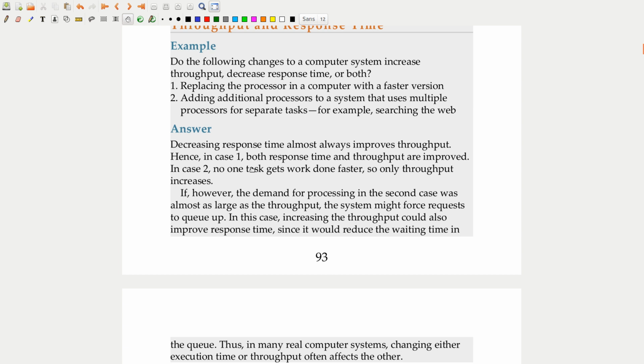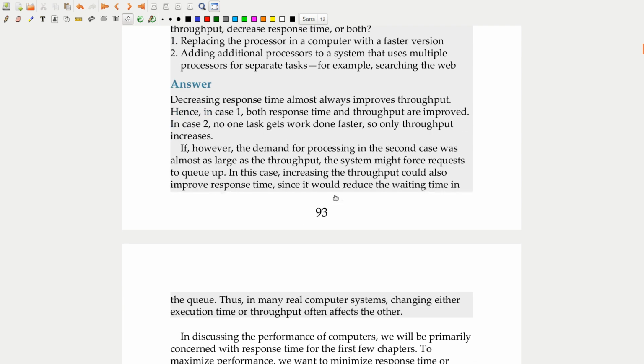That makes sense. In case 2, which is adding additional processors to a system that uses multiple processors for separate tasks, for example, searching the web, your single application doesn't go any faster because it's still on the same type of CPU, and that single CPU is taking just as long, but you can do more individual things at the same time, so it's more parallel. And so we're just improving throughput.